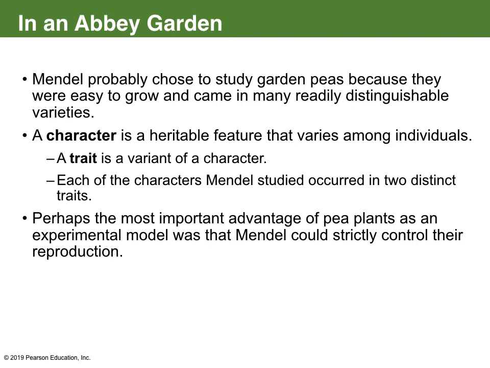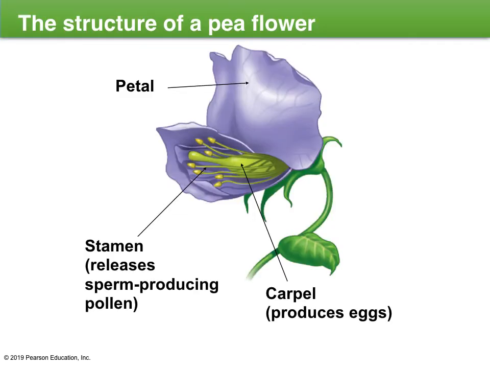Now, perhaps the most important advantage of pea plants as an experimental model was that he could strictly control their reproduction. If you use animals, they tend to take up a lot of space. You have to be very careful about housing them separately. But using plants, that's a little easier. And plants like a pea plant have an interesting feature.